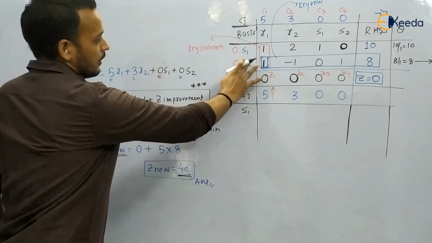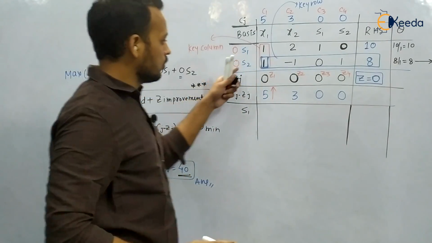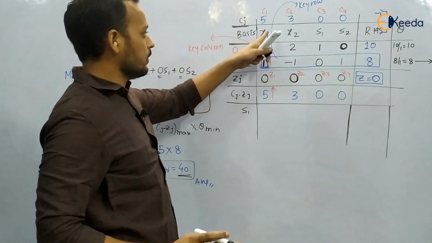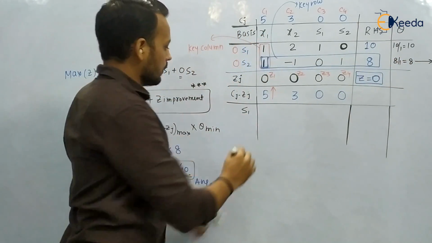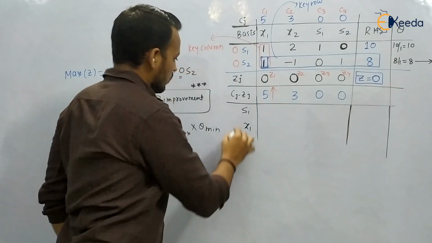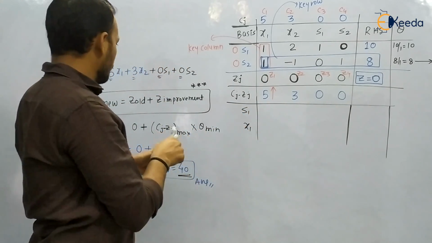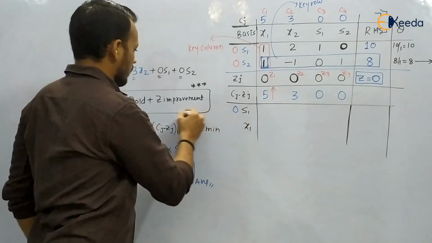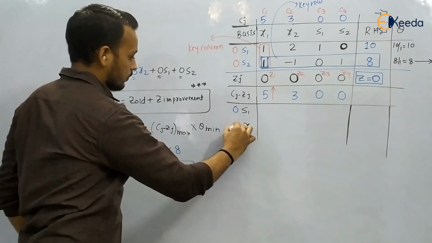So S1 will remain, and S2 will be the outgoing variable, and this x1 will be the incoming variable. So here we are going to write x1. From the objective function we will write the coefficient. For S1 it has got 0, and for x1 it has got 5.